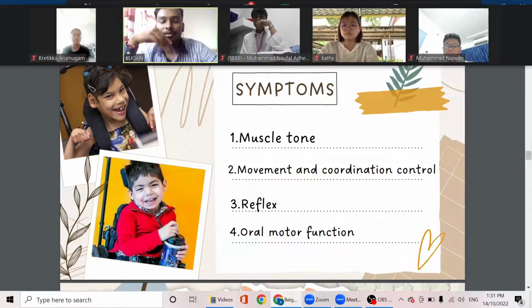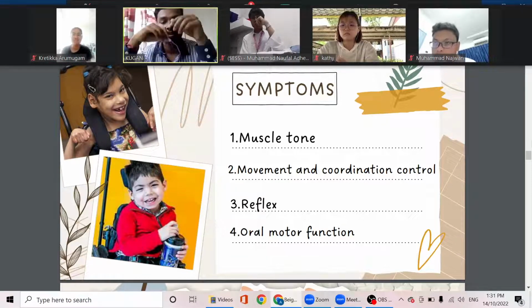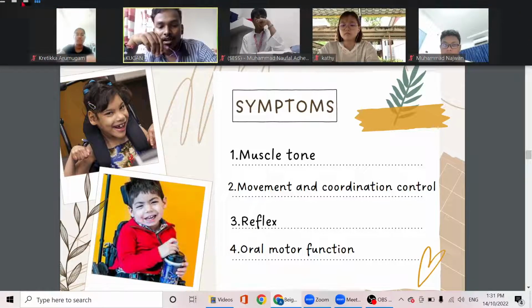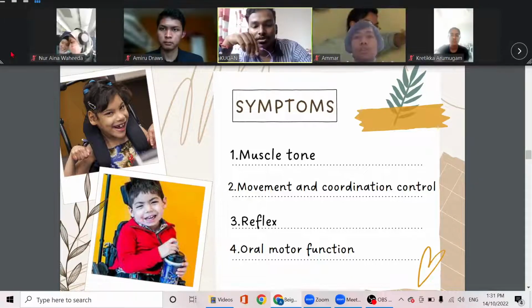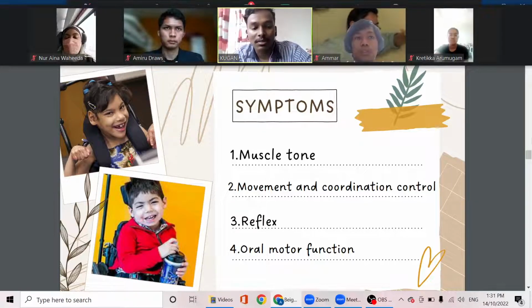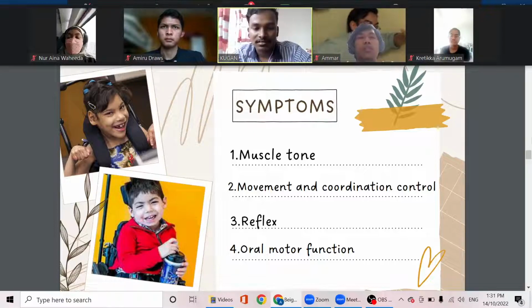Thank you, Kritika, and good evening, everyone. I am Kuganan Balagan, and I'm going to explain the symptoms used to identify cerebral palsy. Number one is muscle tone, number two is movement coordination control, number three is reflex, and number four is oral motor function. So there are so many symptoms to identify cerebral palsy. Next slide.